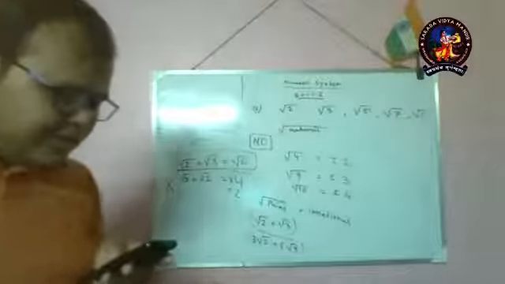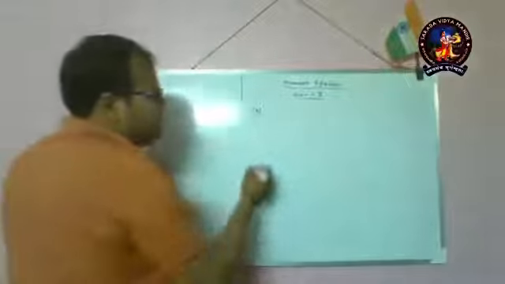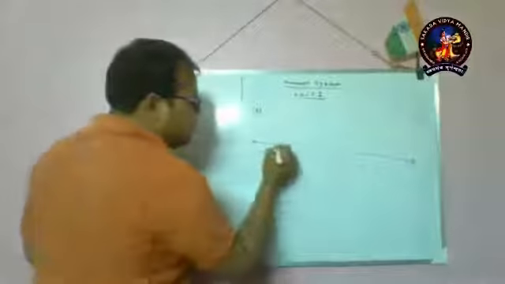Okay, next question. Show how root 5 can be represented on the number line. Number 3, we have to express root 5 on the number line. We have taken 0 here. The negative parts I am not showing here because we don't require them.